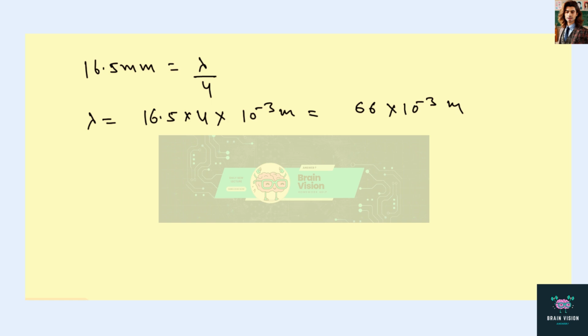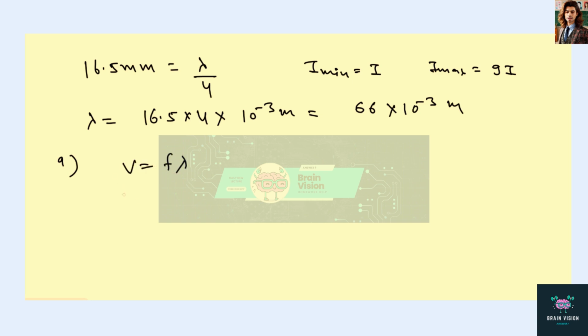Okay, so the minimum intensity is given as I, and the maximum is given as 9I. In part A of this question, I minimum is given as I, and I maximum is given as 9I. In part A, we have to find the frequency.